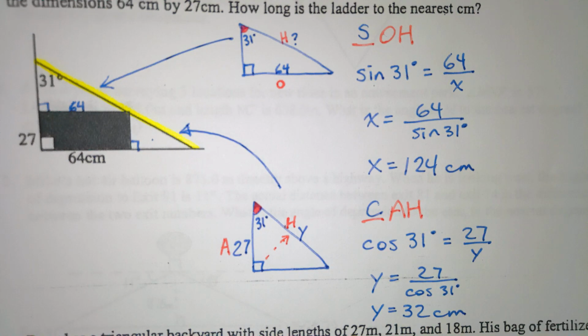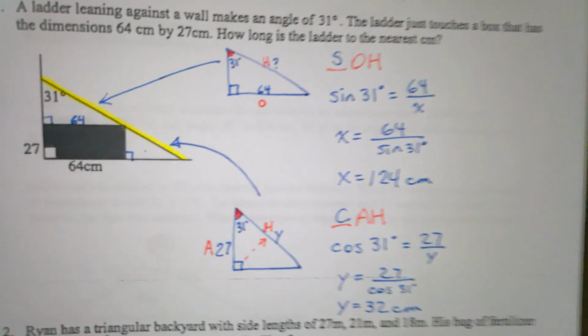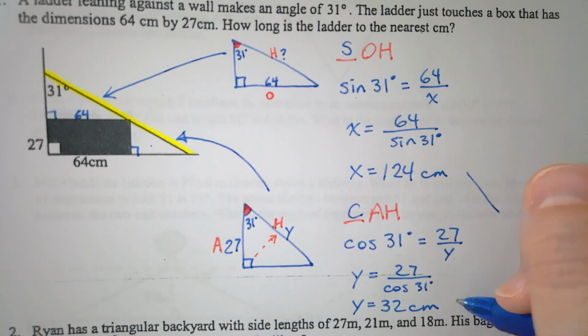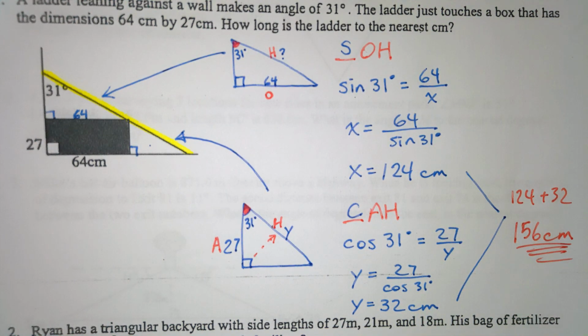So, Jaden, what's my final answer here, now that I got the two lengths? 32 plus 124, 156. Right. So I have to add up the two side lengths. I found this length, I found this length, so add it together. 124 plus 32. Sorry, what did you say? 156. Units? Right. Okay, so therefore the length of the ladder is 156 centimeters long.